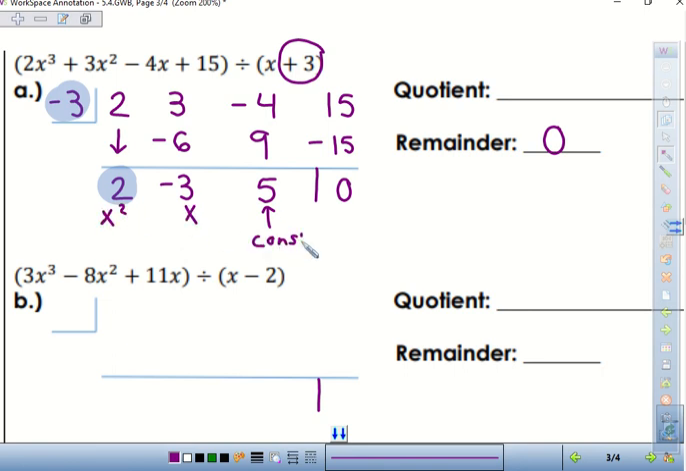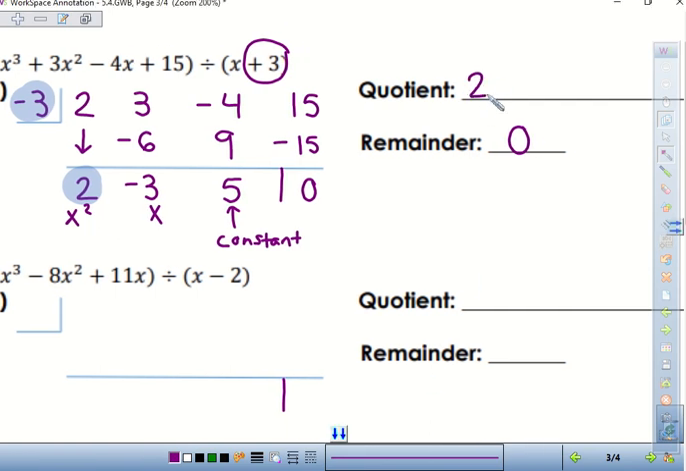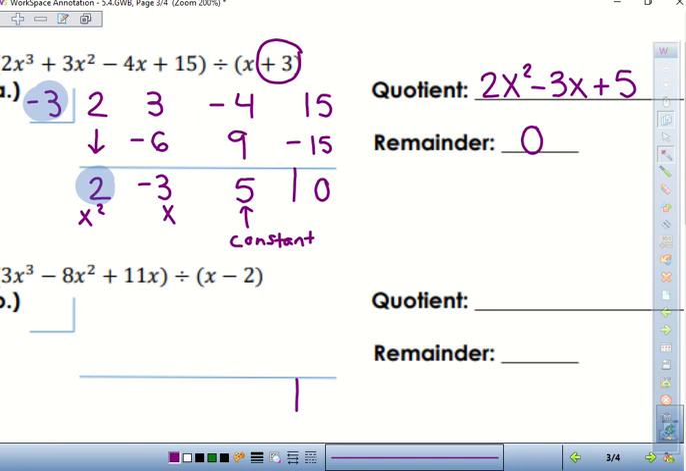Okay? So how could we write that as our quotient? 2x squared minus 3x plus 5. Now, since the remainder is 0, you don't have to write plus the remainder over the divisor. You only have to do that when the remainder isn't 0. But this basically just means that both the quotient and the divisor are factors of this polynomial. Okay? So if you were to multiply these two together, that would give you this. That's how you could check your work theoretically, right?